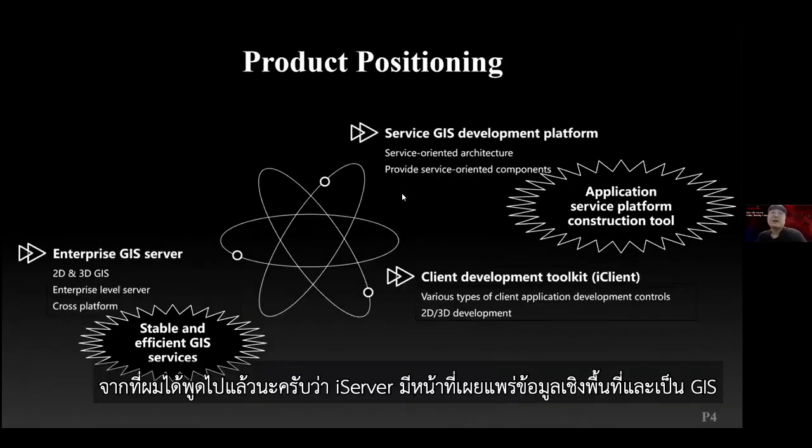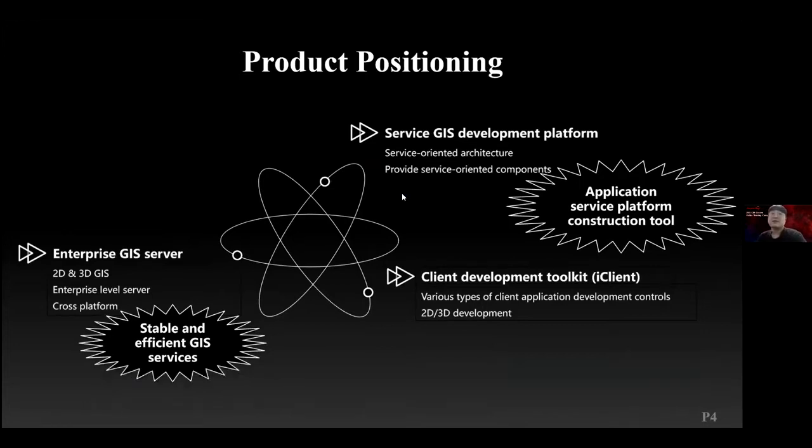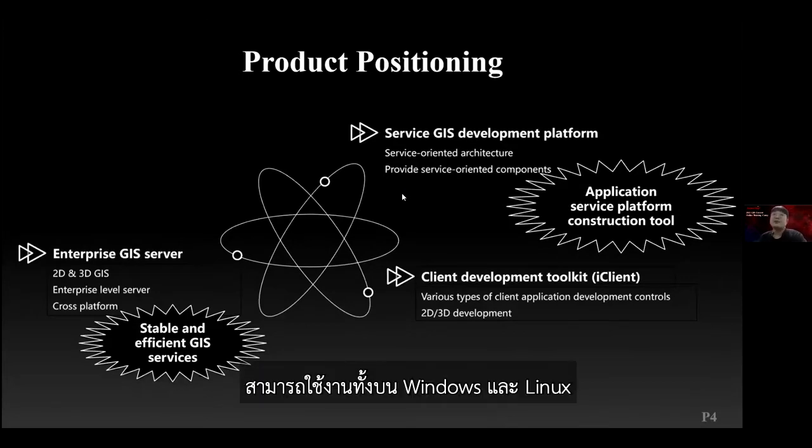As I mentioned, the product positioning of iServer is to publish the spatial data and GIS capabilities. So the SuperMap iServer, first, it is an enterprise GIS server. It supports 2D and 3D GIS, and it is the enterprise level server. And of course, iServer is cross-platform. It can run not only on Windows, but also on Linux natively.